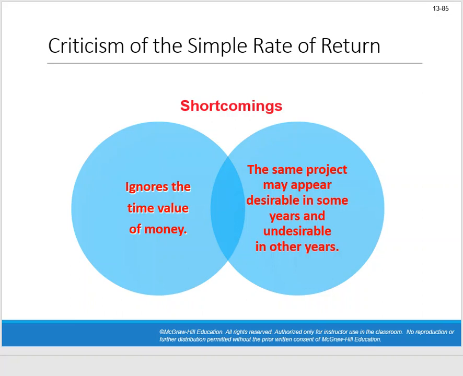Maybe if our simple rate of return is 25% and in one year we have a required minimum return of 30%, in another year a required minimum return of only 22%, then it might be desirable in some years versus the other. I would focus more that the real shortcoming is that it just entirely ignores the time value of money.